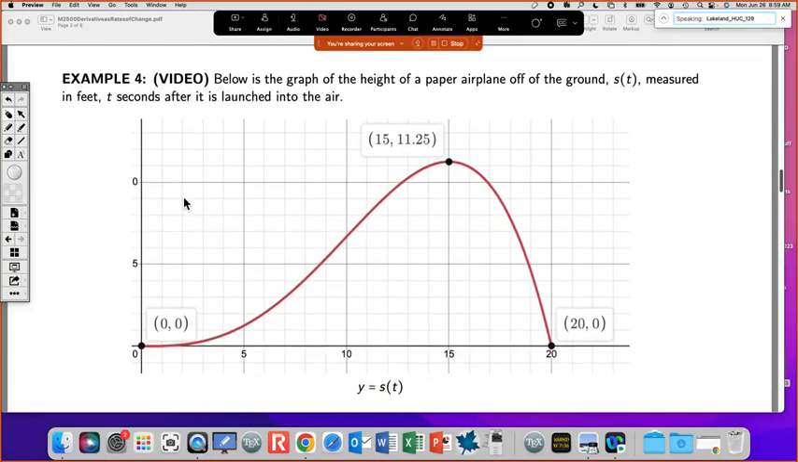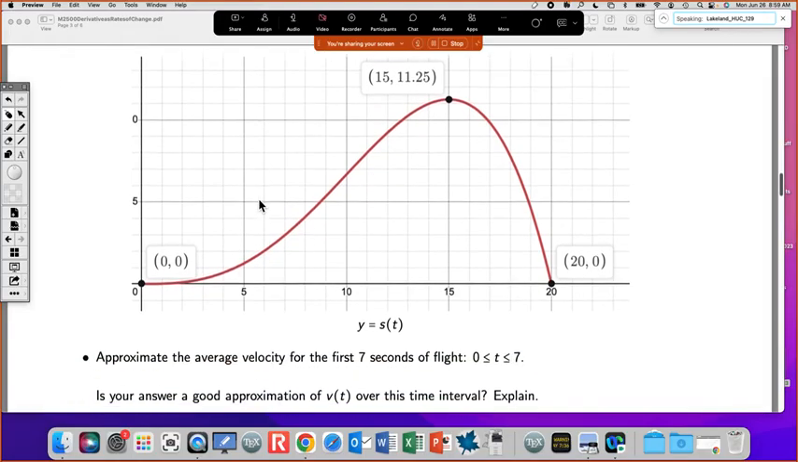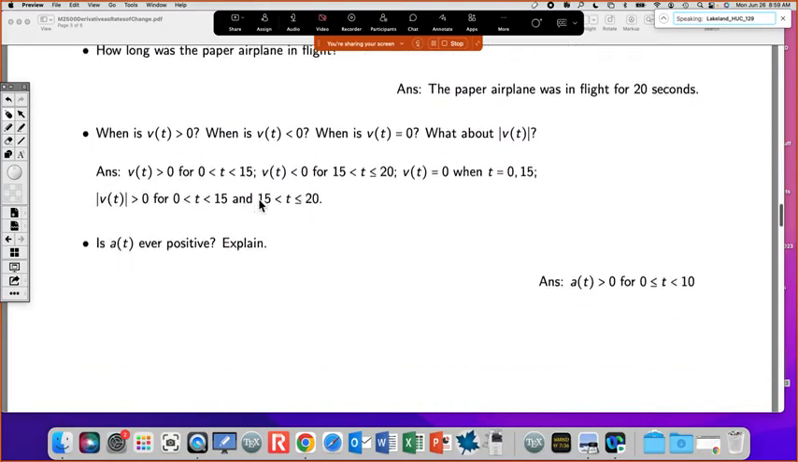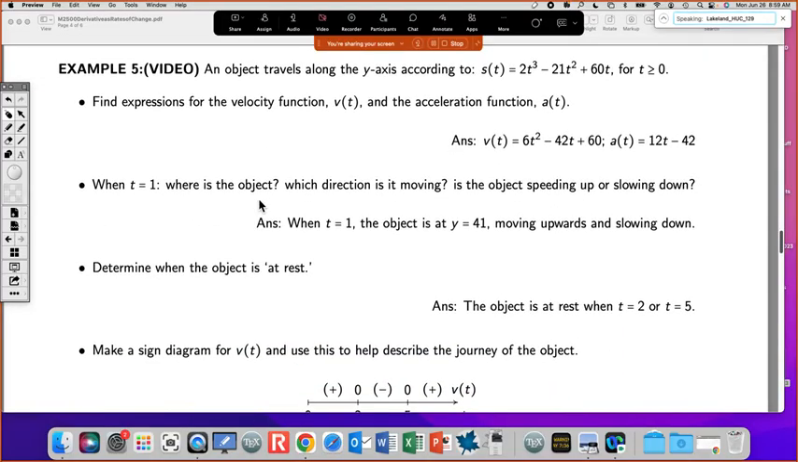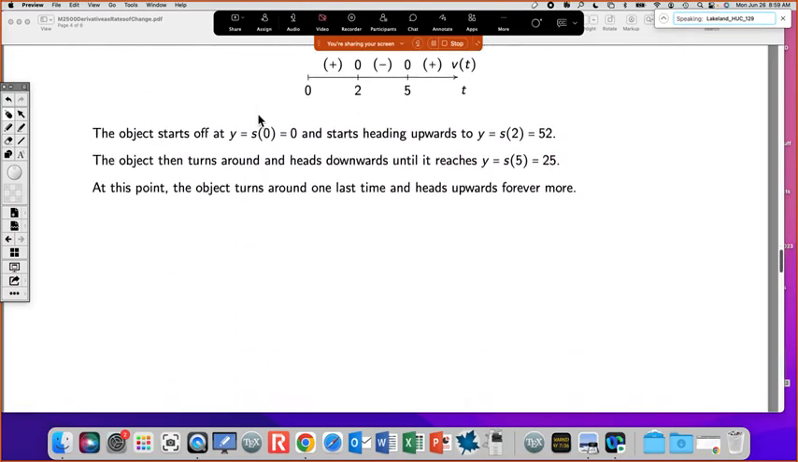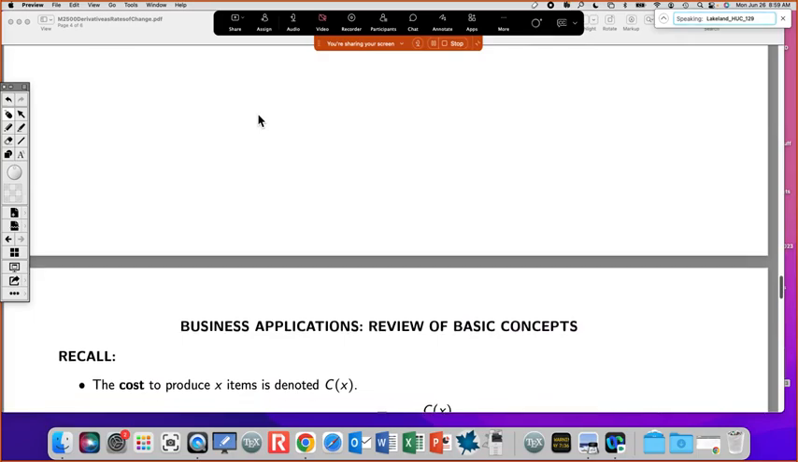All right, example 4 is a video. Once again, it's really helpful for you to connect the analysis, the algebra, with the geometry here, with the graphs. So example 4 will help you with that. Example 5 is yet another example. In this case, the motion is along the positive y-axis, so it's vertical. We've got a slightly more complicated function, but we're asking the same kinds of questions. So you have practice on that.